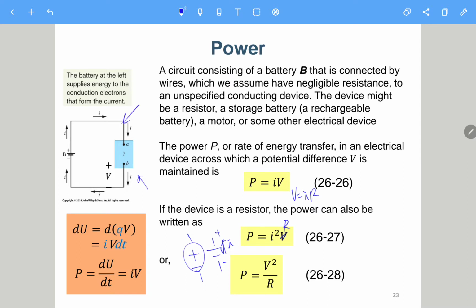For this simple case, it is trivial because you can see for this node it is V, this is ground. So the voltage across this battery is V, and the current going through it is I. So the power consumed by this resistor is V times I, and the power supplied by this battery is V times I, which is actually the same number.